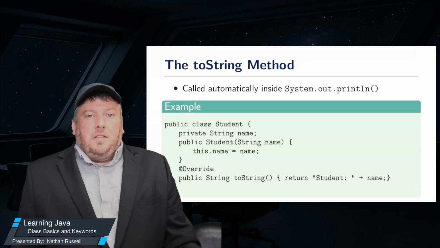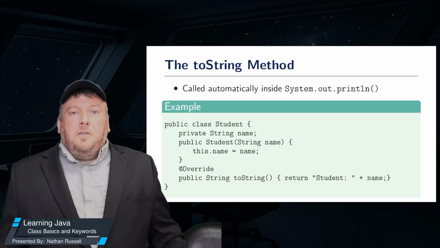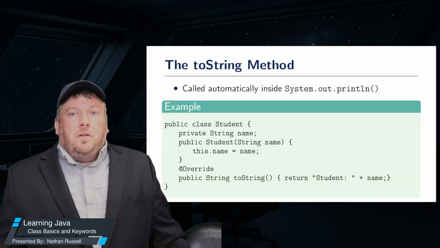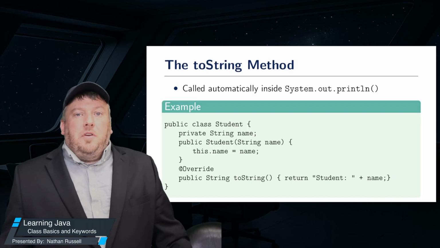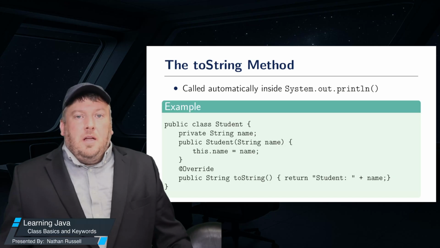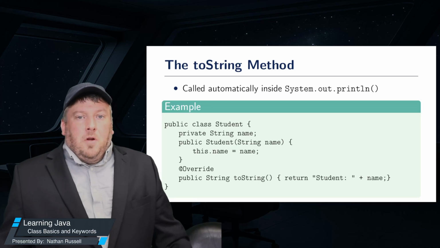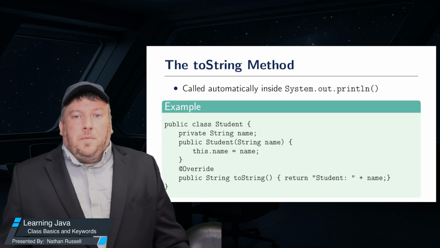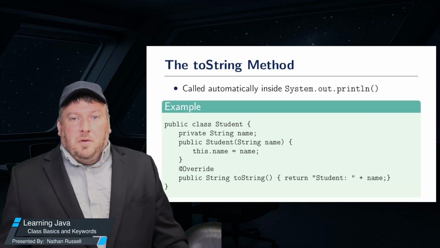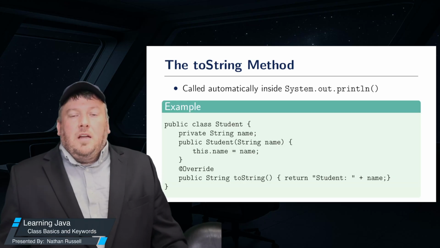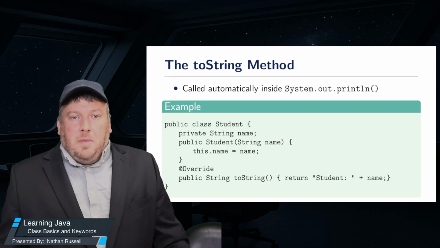The toString method is very important. It defines what the class will return when converted into a string. Whenever you place an object inside of a print statement, Java automatically calls the toString method. If you override toString, you can decide exactly what should appear when your object is printed. So for example, a student object might print as "Student:" followed by the student's name. Without that, Java will provide a toString method by default, but it won't be anything really meaningful for a human to see.